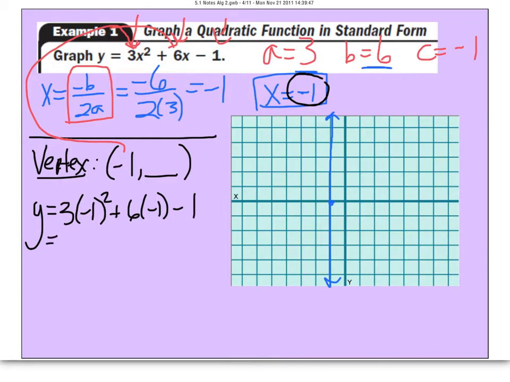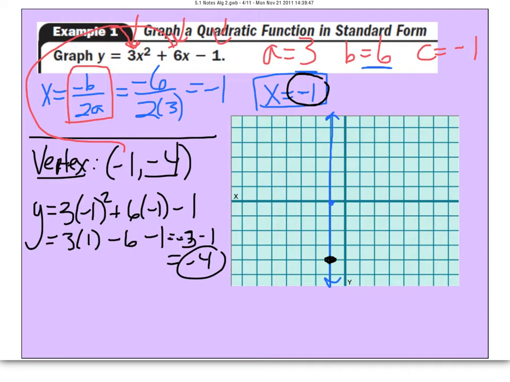Do parentheses first or the exponents, so negative 1 squared is 1. I'll do 6 times negative 1 is negative 6, minus 1. So I have 3 minus 6 minus 1. 3 minus 6 is negative 3, and then minus 1. So we have negative 4. So the vertex sits at (-1, -4). So I'm going to sketch that vertex, negative 1, and then 1, 2, 3, 4, right there.